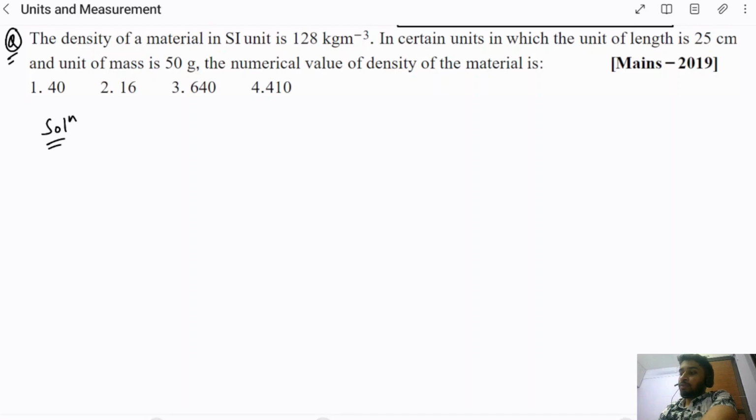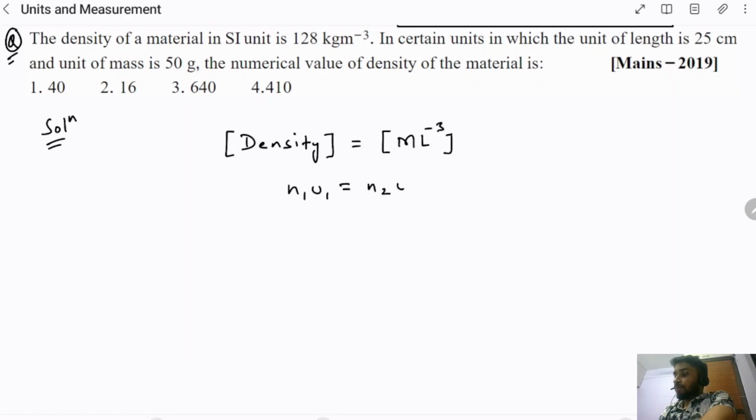So the first step, as we know, is that we need to write the dimensional formula for the physical quantity that we are converting. So here we are converting density. Okay, the previous problem was also similar only. Okay, so the dimensional formula for density is m l to the power minus 3. Okay, now the next step is n1 u1 will be equal to n2 u2. Fine.